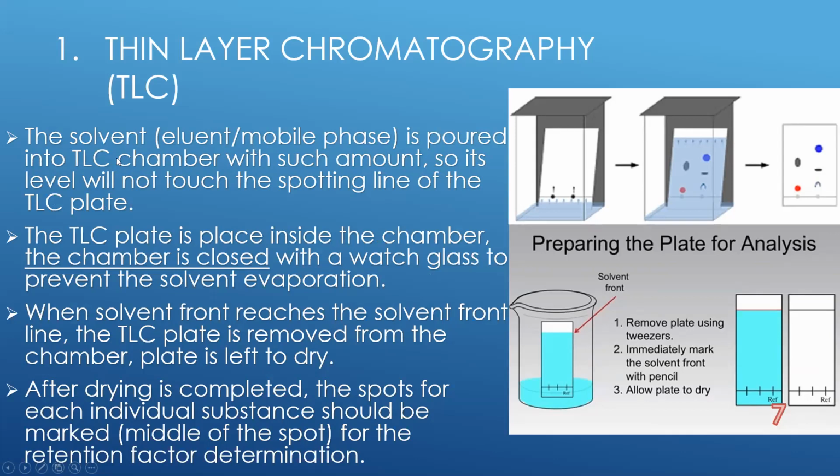poured into the TLC chamber, also called the chromatography chamber, in such an amount that its level will not touch the spotting line of the chromatography plate. So as you can see in the picture, there is some level of the eluent or solvent, and the starting line should be above that level of the solvent. The substances should not be in contact with the layer of the solvent, so they are not dissolved in this solution.